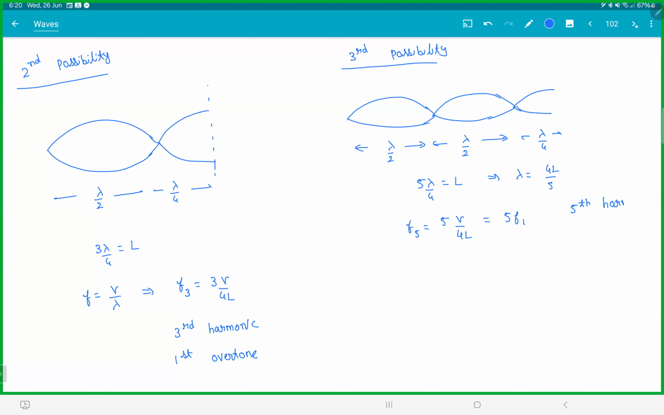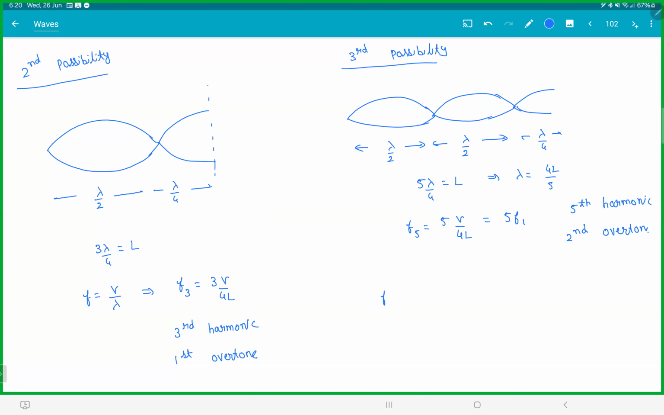So you have to be really careful when there is an open end. They will say third overtone, and people will take fourth harmonic, you will get trapped. Third overtone is which harmonic? First overtone is 3, then 5 and 7. Seventh harmonic. This is a second overtone.